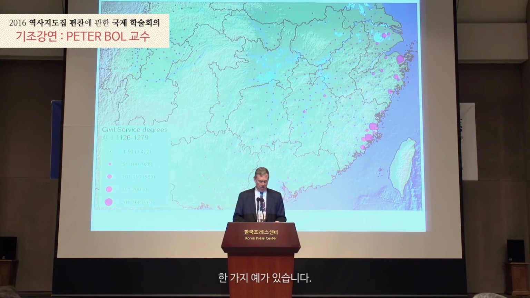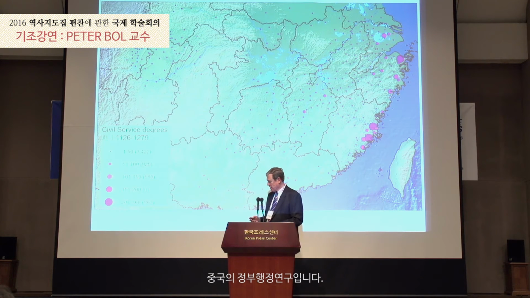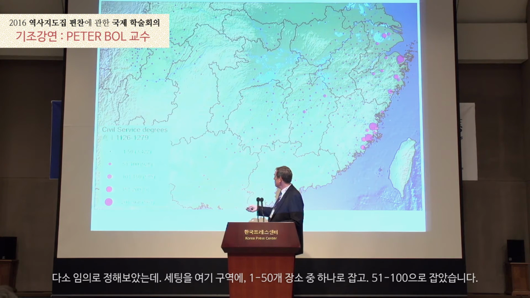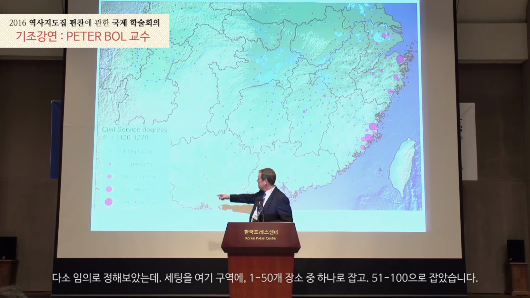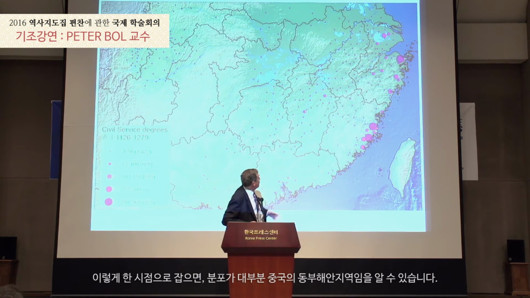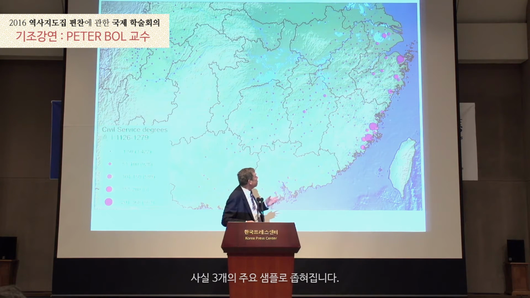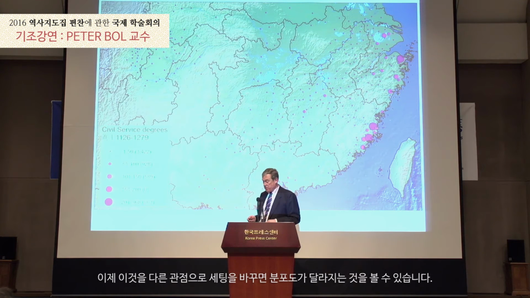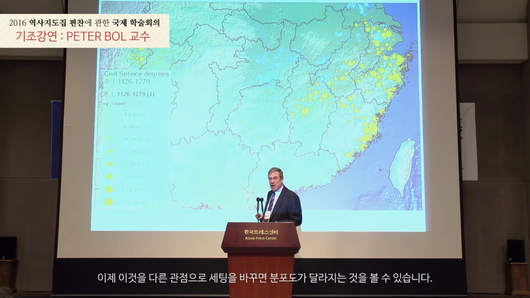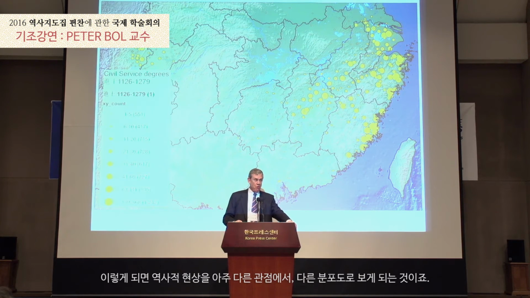I'll give you one example here of the civil service examination in China, rather arbitrarily setting the divisions of those places that produce between 1 and 50 and 51 to 100 degree holders. And you see that we're really talking largely about the eastern seacoast, and with three actually major centers. All we have to do is redesign that to show different distributions, and we start to think very differently about the historical phenomena, the geographic distribution of the historical phenomena.